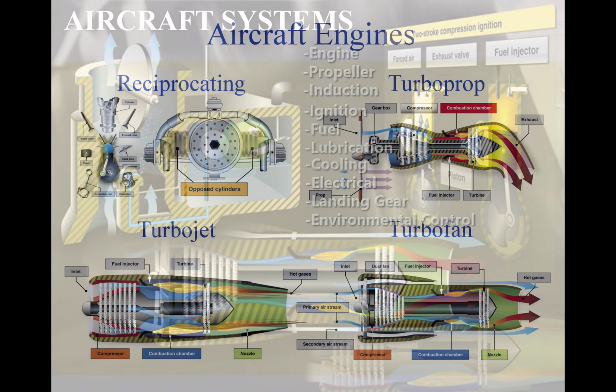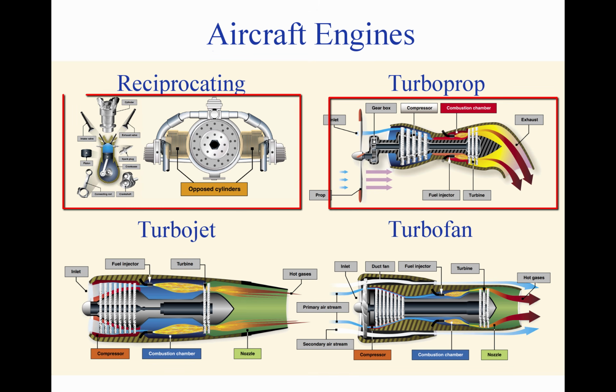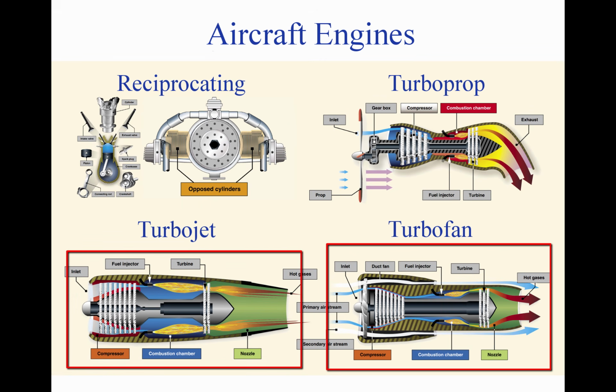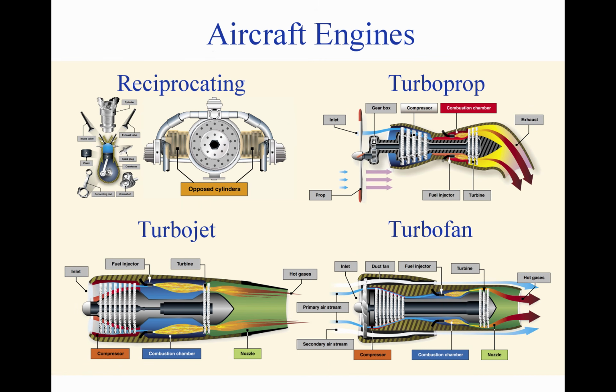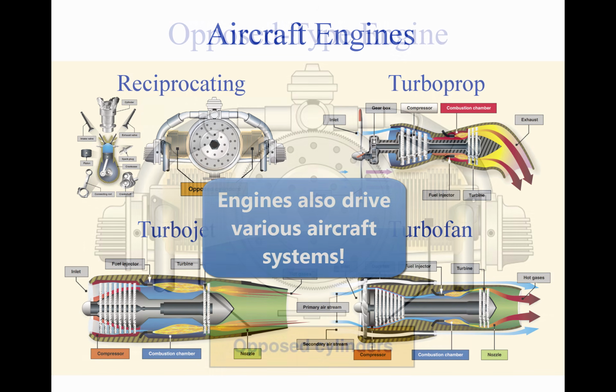systems. An aircraft engine or power plant produces thrust to propel an aircraft. Reciprocating engines and turboprop engines work in combination with a propeller to produce thrust. Turbojet and turbofan engines produce thrust by increasing the velocity of air flowing through the engine. All of these power plants also drive the various systems that support the operation of an aircraft.